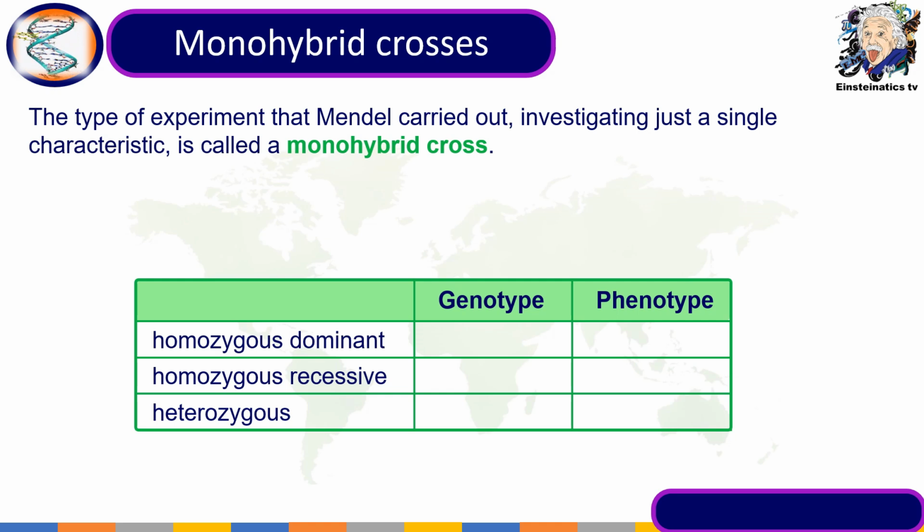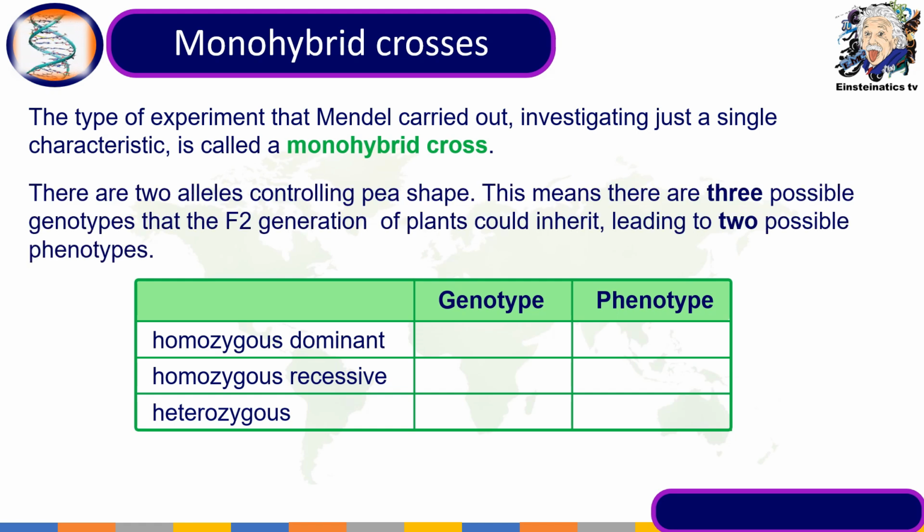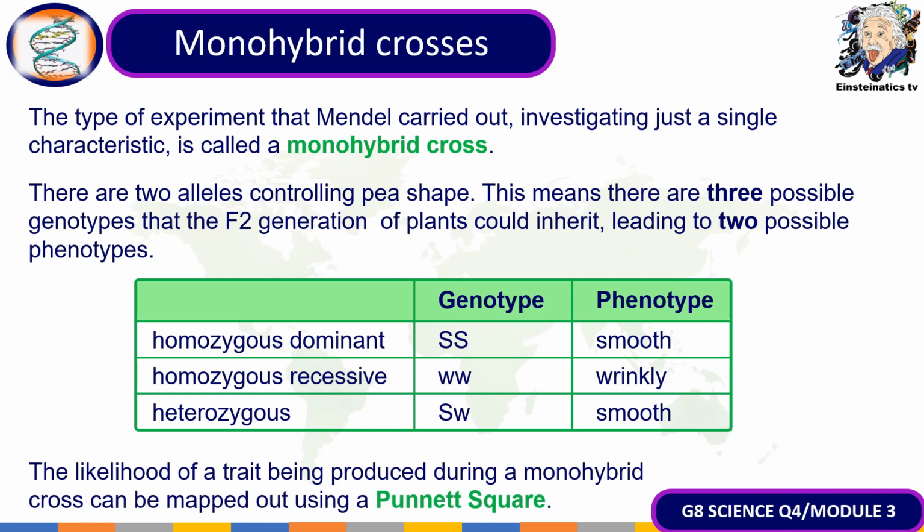The type of experiment that Mendel carried out investigating just a single characteristic is known as a monohybrid cross. If there are two alleles controlling pea shape, this means that there are three possible genotypes that the F2 generation of plants could inherit. So ano nga ba yung three genotypes na yon? So it could either be homozygous dominant, homozygous recessive, or heterozygous. So it could either be smooth, wrinkly, or smooth. So the likelihood of a trait being produced during a monohybrid cross can be mapped out using a Punnett square.